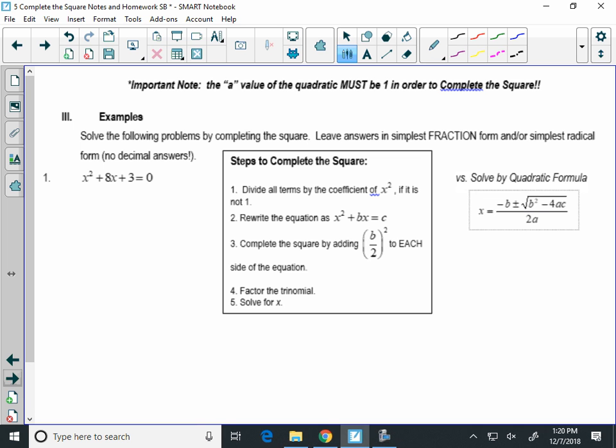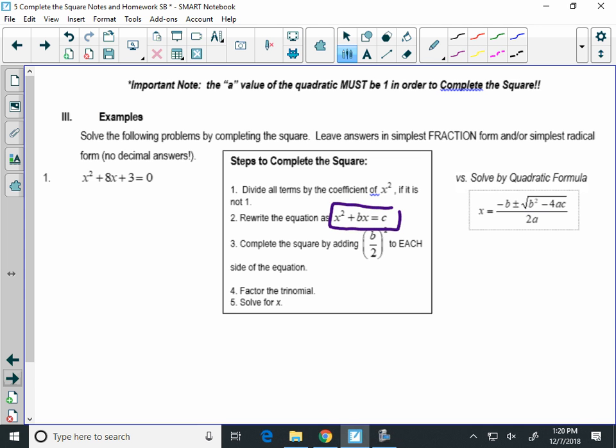I put the steps for completing the square in the box in the middle. So the first step says you need to divide all the terms by the coefficient of x squared if it is not 1. What that means is I want just plain old x squared at the front of my quadratic. If I don't have x squared, then I need to make it x squared. But here, I'm good to go. We'll see one of those later where I have to fix it. Here I have x squared, so we're going to skip to step 2, which says we're going to rewrite the quadratic as x squared plus bx equals c.